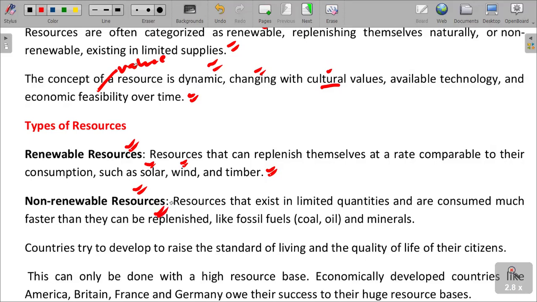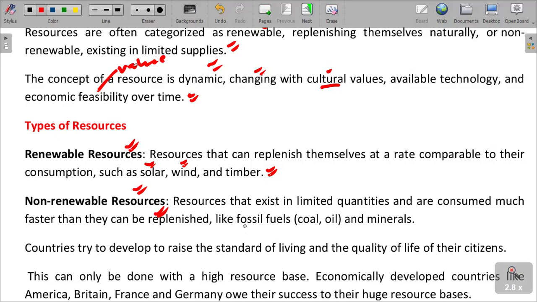So when we use non-renewable resources, they can be finished. They also exist in limited quantities. We can have them, but they are not forever there. When they are used, they can be finished. The rate of their usage also affects how long they last. So when we talk about non-renewable resources, we have examples such as fossil fuels.